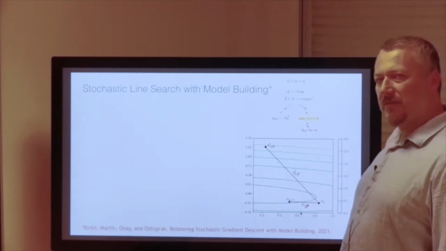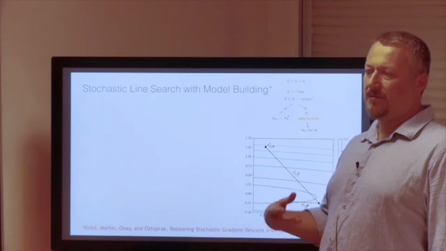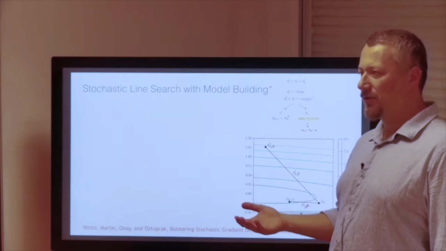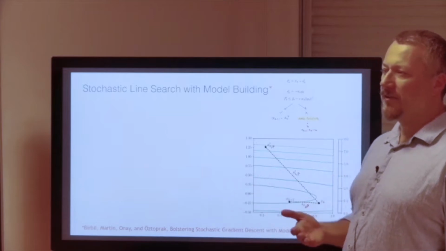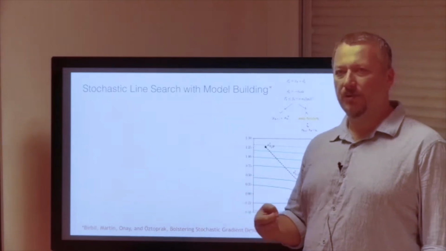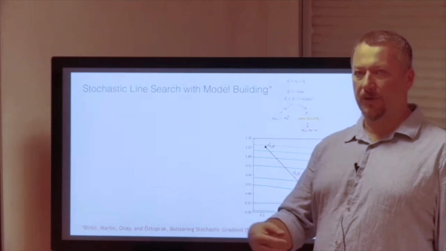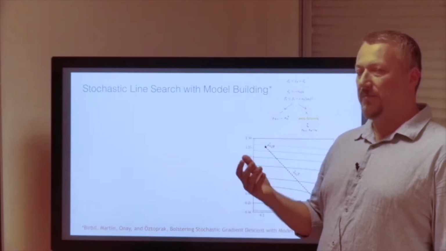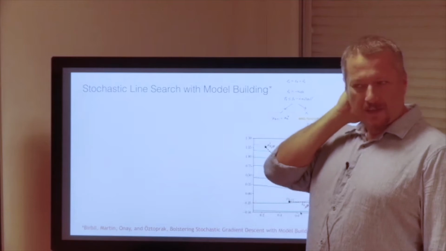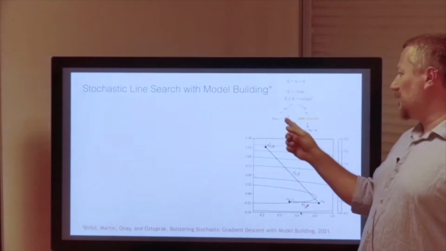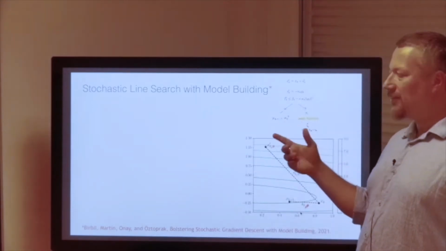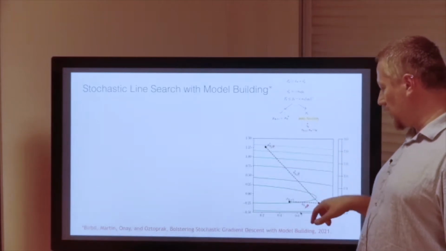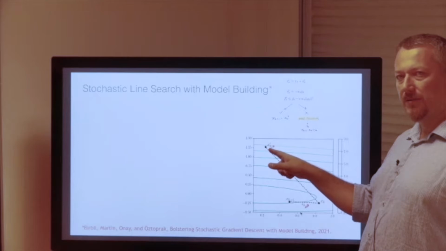And the idea is similar. You take a stochastic gradient descent step and then check the Armijo condition. But instead of doing backtracking, you build a model at the trial point, the step you took. If the Armijo condition is satisfied, you take that point as your next point. If it's not satisfied, you build a model on these two points, the original point and the trial point you took.